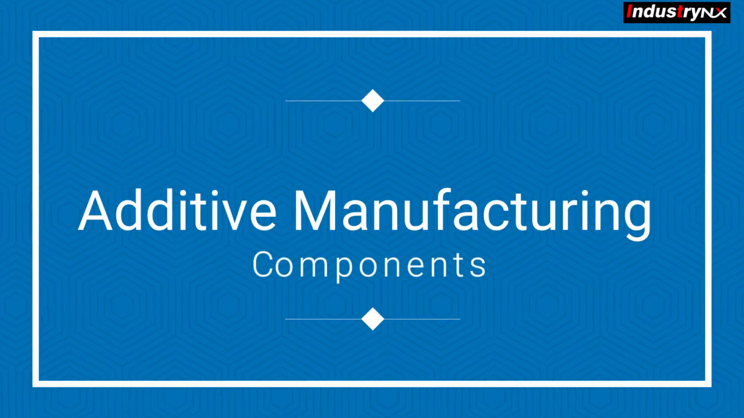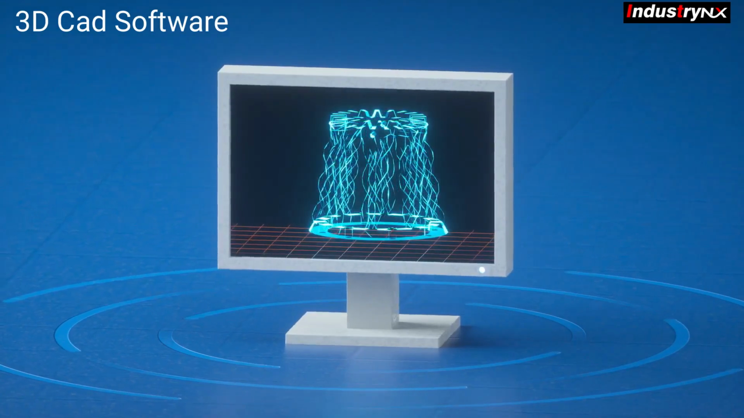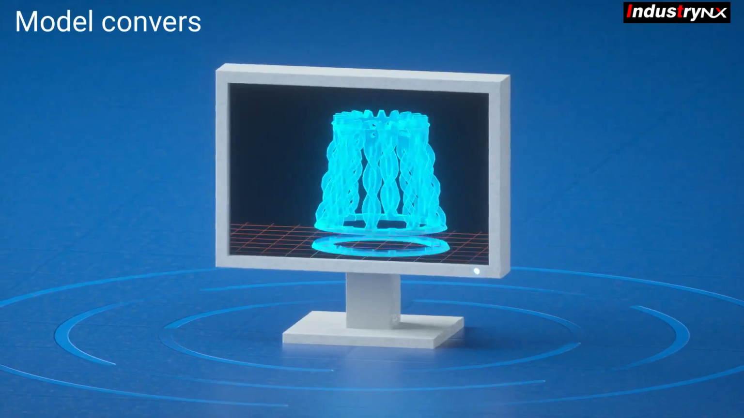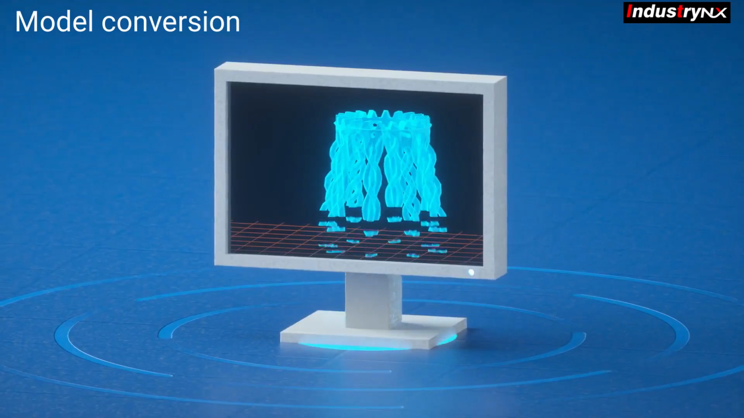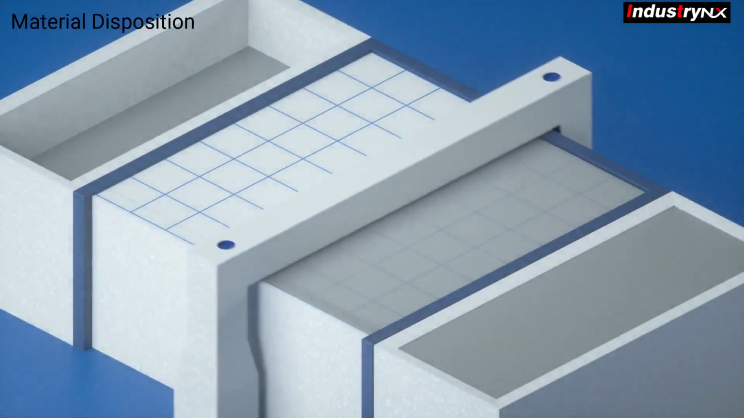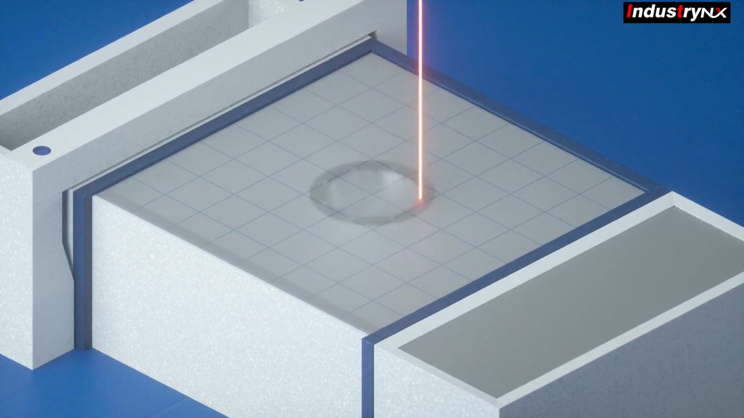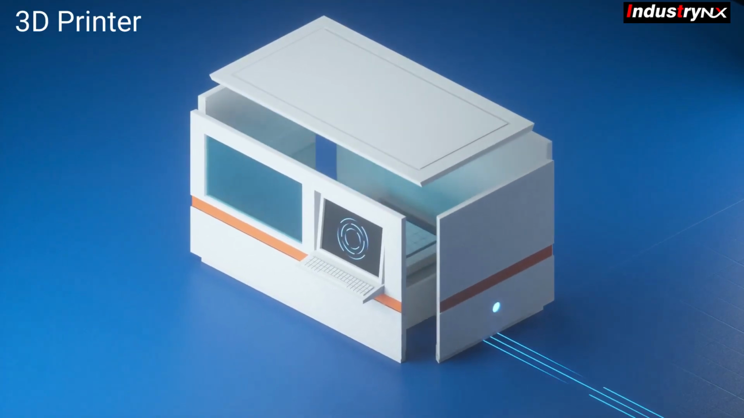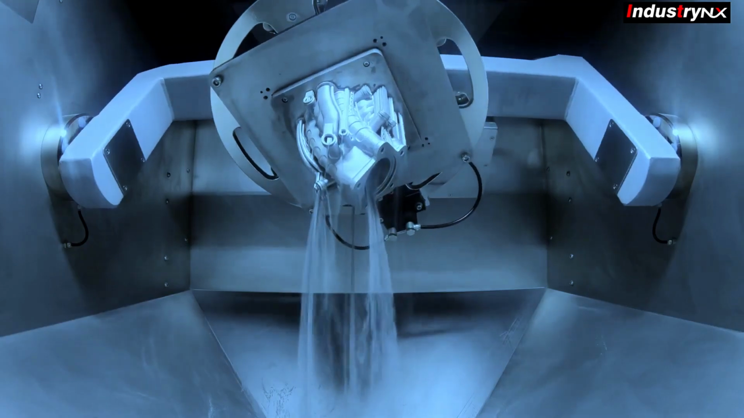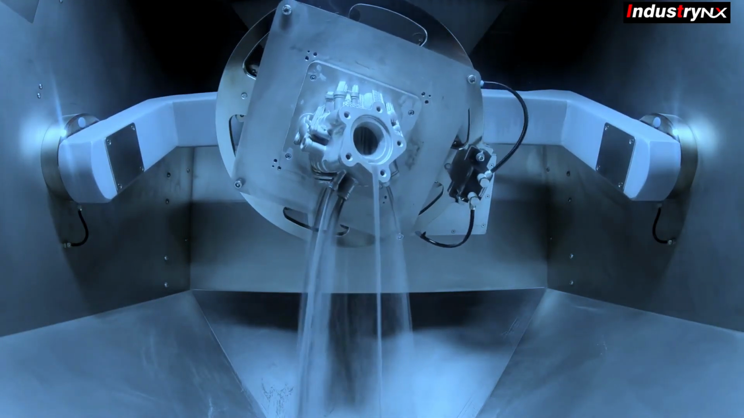An AM system consists of the following components: a 3D CAD model from modeling software, model conversion to convert the 3D model file into layer by layer geometry, and the material deposition process, which depends on which material is to be used for part development. It also includes a 3D printer for material deposition, and a depowdering system to clean the manufactured parts.